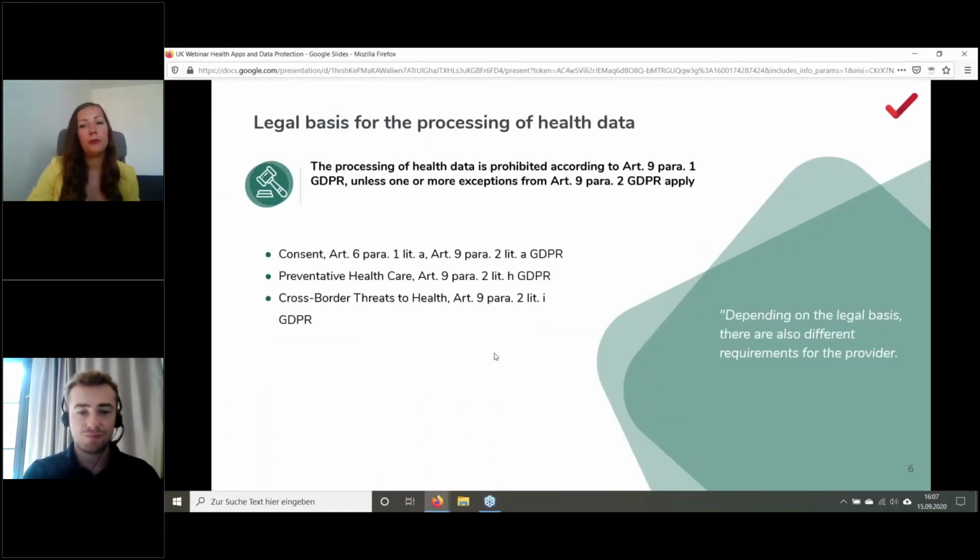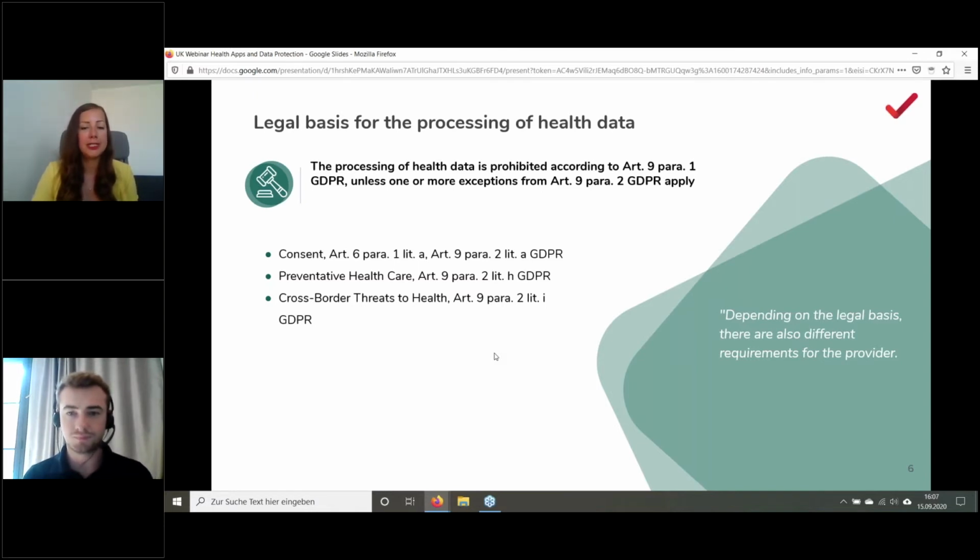Exactly. So first, let's speak about the different legal bases which can be used in order to process personal data. Health data falls under the category of data requiring special protection. So the processing of health data is per se prohibited, according to Article 9, Section 1 GDPR, which Charlie spoke about already. But of course, there are certain exceptions which allow the processing of the data.